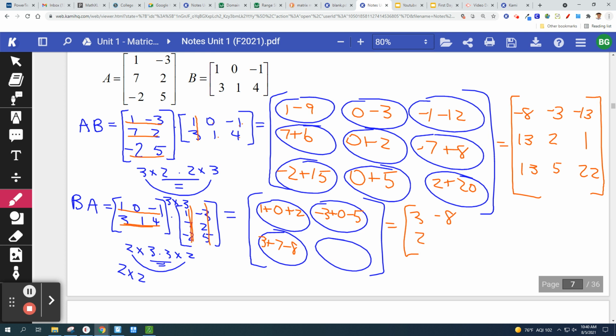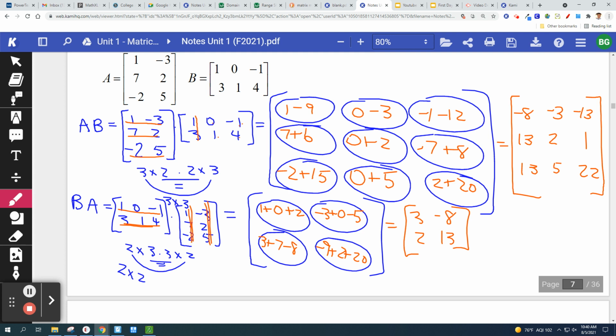Second row, second column, 3 times -3 is -9. 1 times 2 is 2. 4 times 5 is 20. That's -7 plus 20 is 13. 3, -8. 2, 13. Okay, so we already said it.